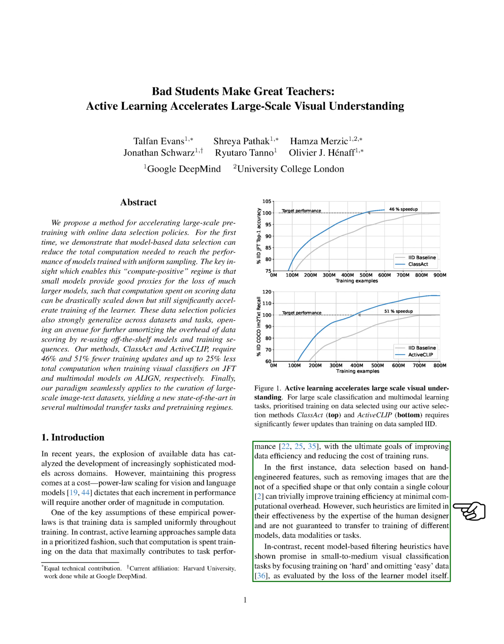This is where active learning comes in. Active learning is a method where we prioritize our data, focusing on the data that contributes the most to our task performance. This way, we can improve our data efficiency and reduce the cost of training.